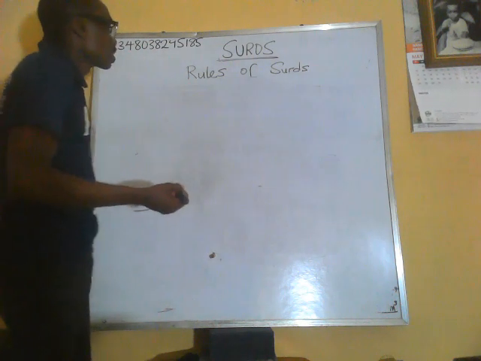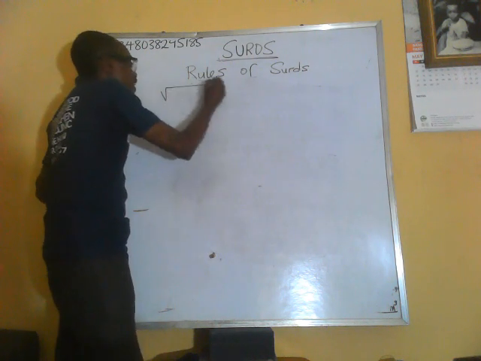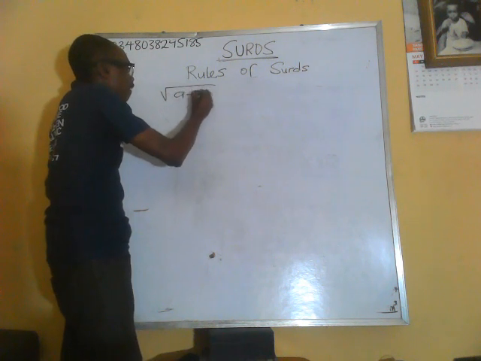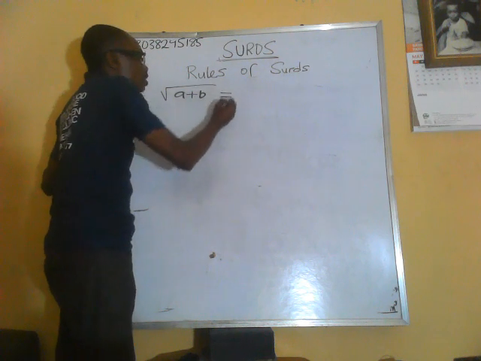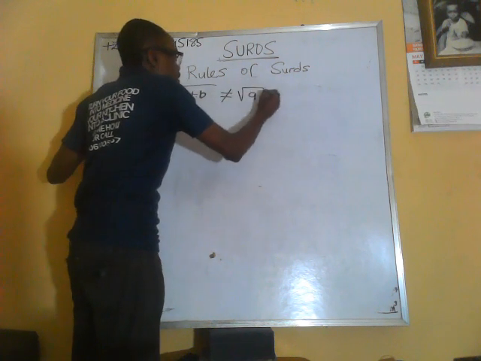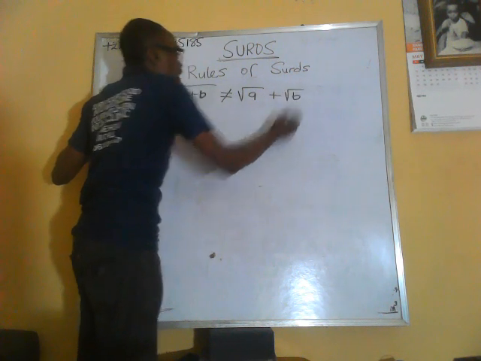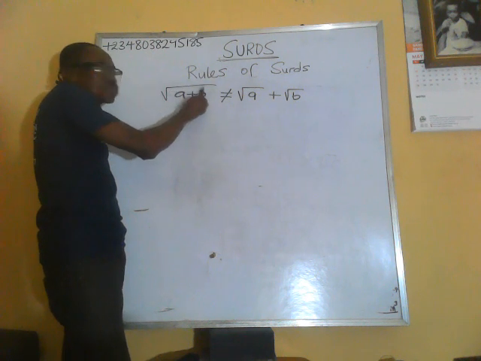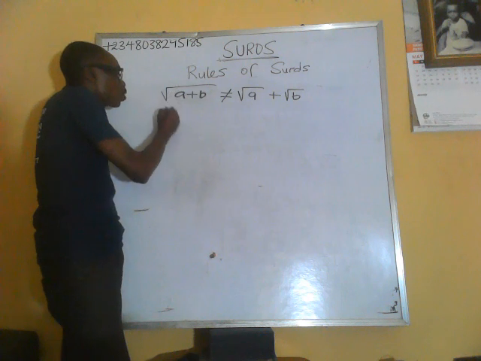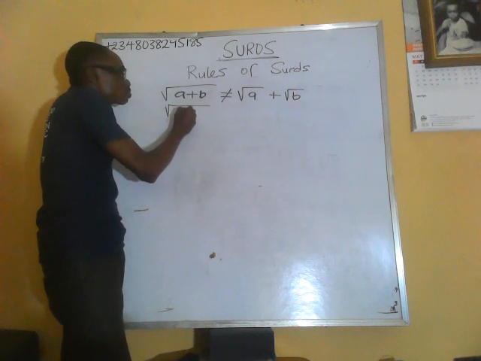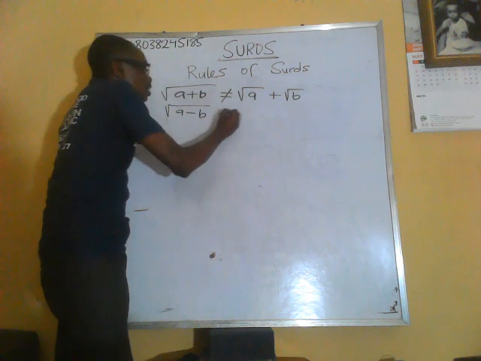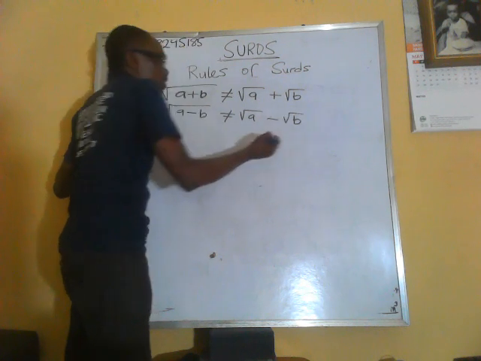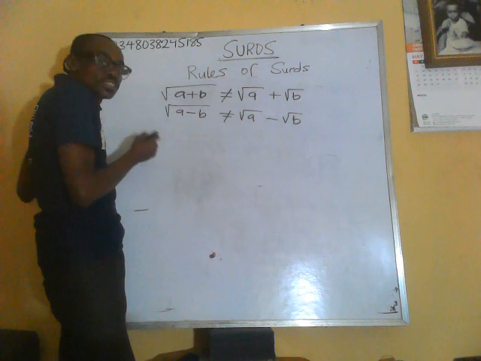For our next rule, take note that root of a plus b is not equal to root a plus root b. When you have addition under a root sign, you can't split them. The same thing also occurs when you have subtraction: root of a minus b is not equal to root a minus root b. Take note of that.